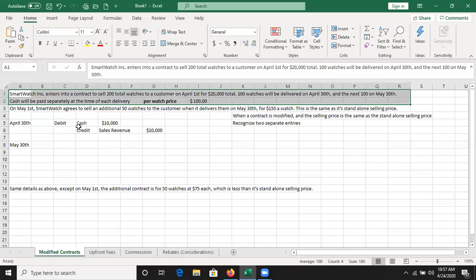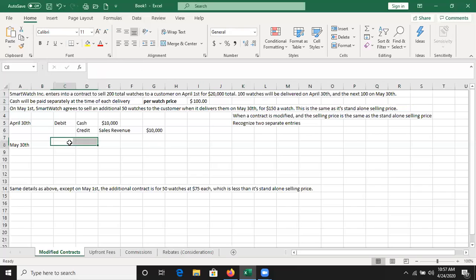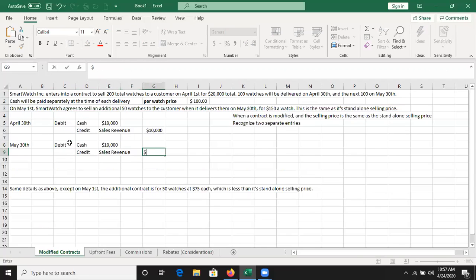On April 30th, we already gave them 100 watches, recognized $10,000 in revenue. Now we would have to do the same for May 30th. Give them 100 watches, recognize $10,000 in revenue. So we would debit cash for 10,000, and we would credit sales revenue for 10,000. Okay, and in the notes now, this is kind of why it's going to help.